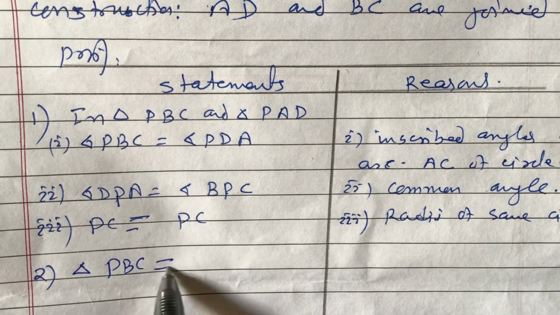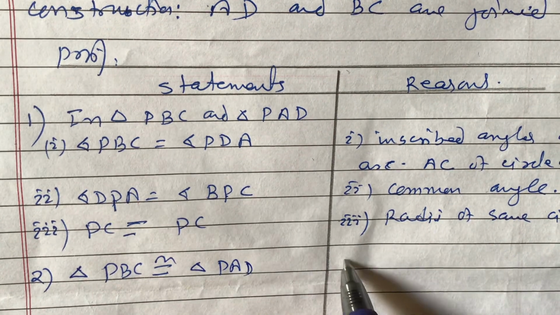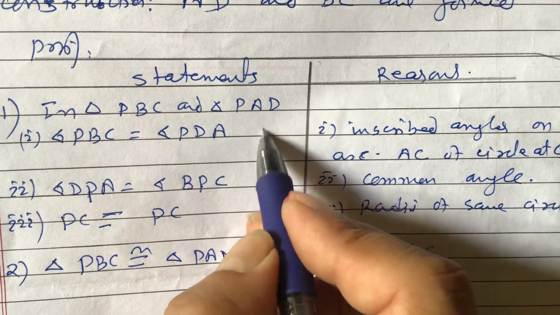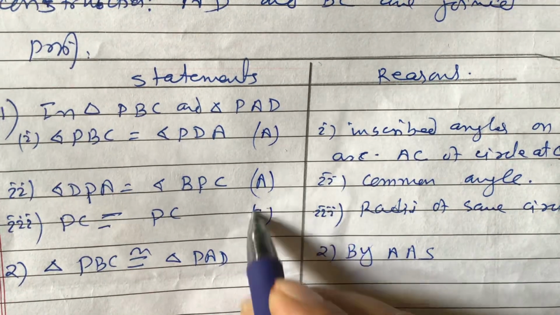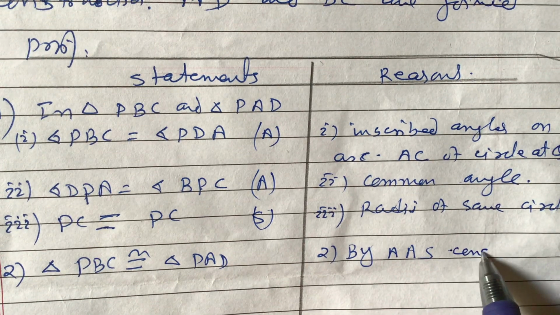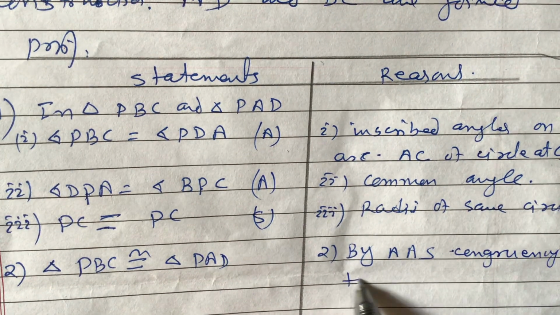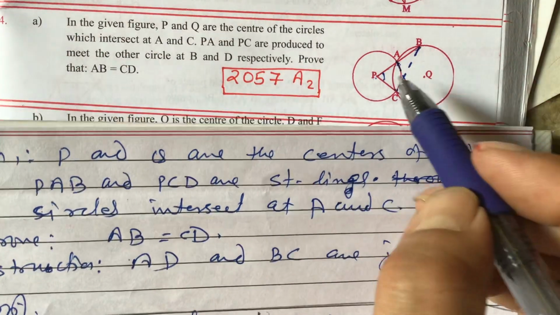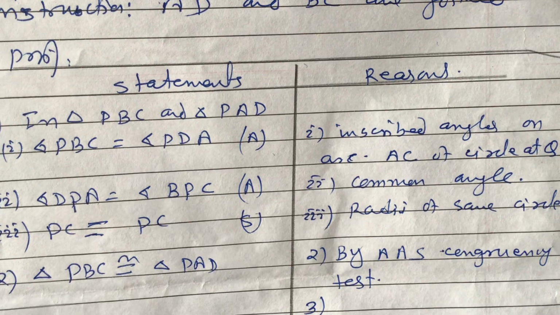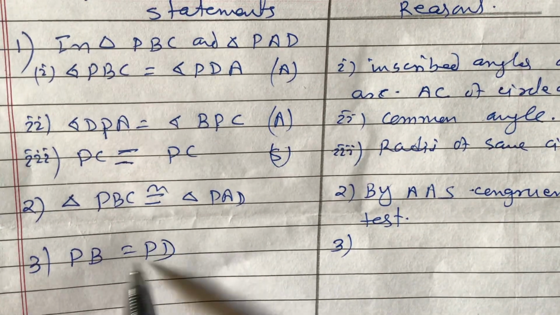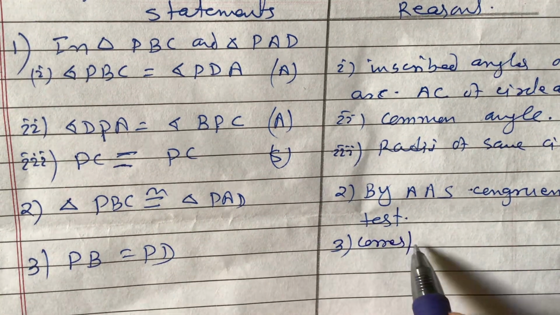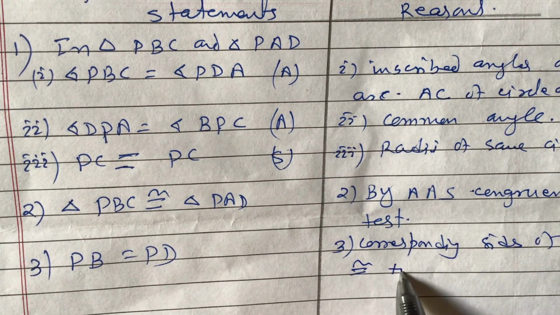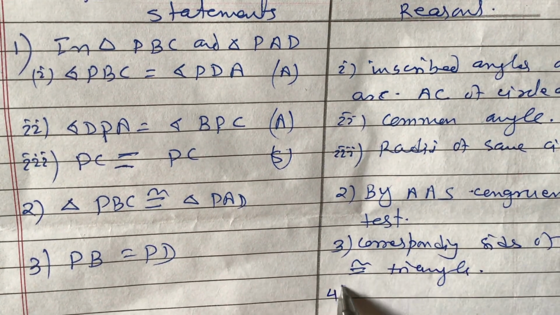Now number two: triangle PBC is congruent to triangle PAD. This is by what? Angle, angle, side. So by AAS congruency test, they are congruent. Now in number three, after making this congruent, we can write PB equals PD, corresponding sides of congruent triangles.